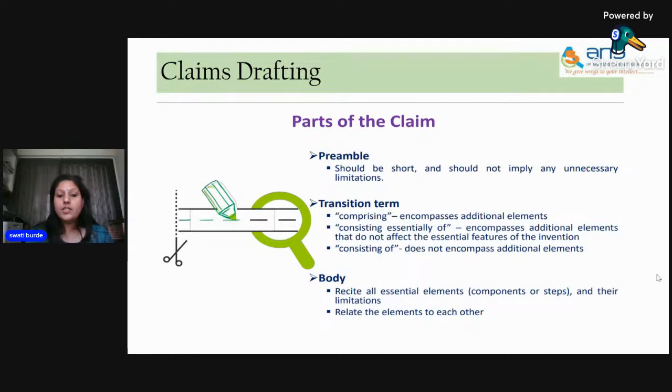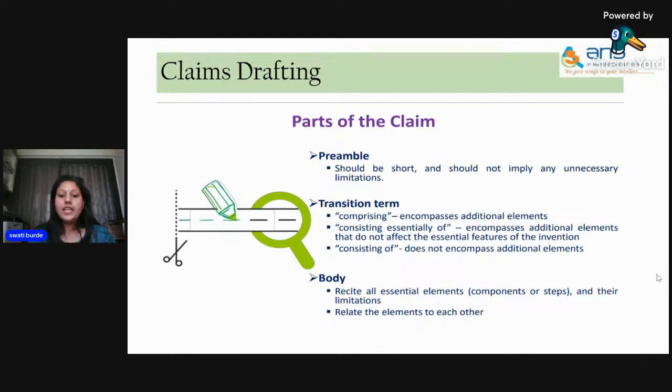Comprising is considered the broadest, which can encompass additional elements we can add. Consisting essentially of encompasses additional elements that do not affect the essential features of the invention. And consisting of is the narrowest one, which we usually avoid using. But where there are lots of prior arts and we just want to claim a small part of it, a very small scope, and we say we will not interfere with others' scope, we use consisting of in rare cases. So mostly we use comprising.